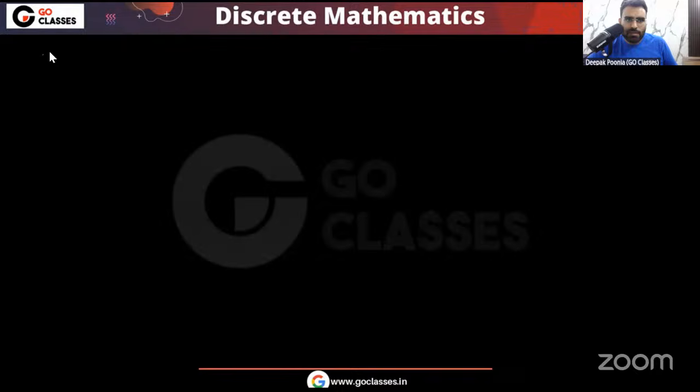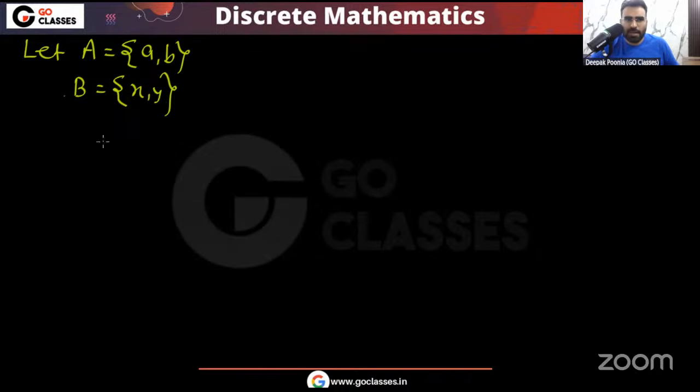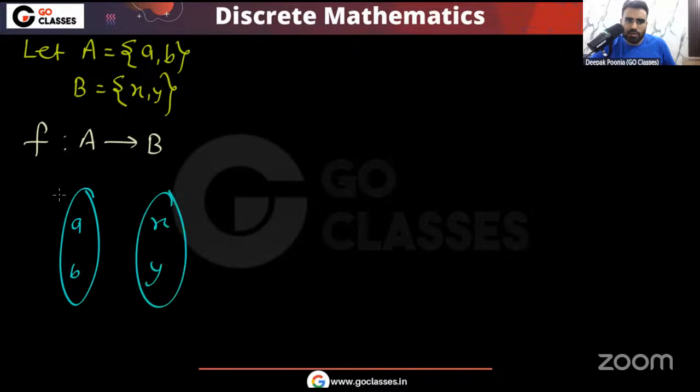So first, let me assume that set A has only two elements: small a, small b, and let me assume that capital B is x comma y. So basically a small example I am taking here. Now the question is saying that we have small f, a function from set A to set B, that is, from {a, b} to {x, y}. And we define this capital F, let me call it capital G.